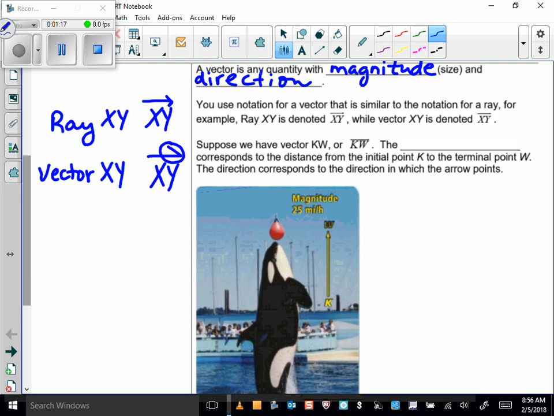Suppose we have vector KW like we see here, and here's that vector in our picture. This is vector KW. The magnitude corresponds to the distance from the initial point K, which you see in our picture here is right there, to the terminal point W. The terminal point is always going to be the end that has the arrow on it, and the direction corresponds to the direction in which the arrow points. So there's an illustration of how we could use a vector.